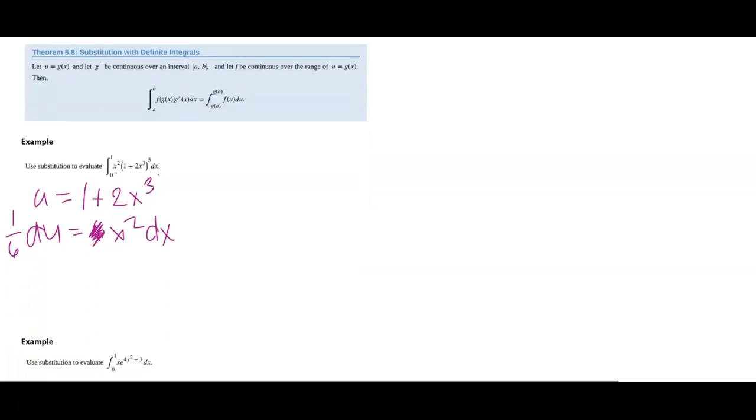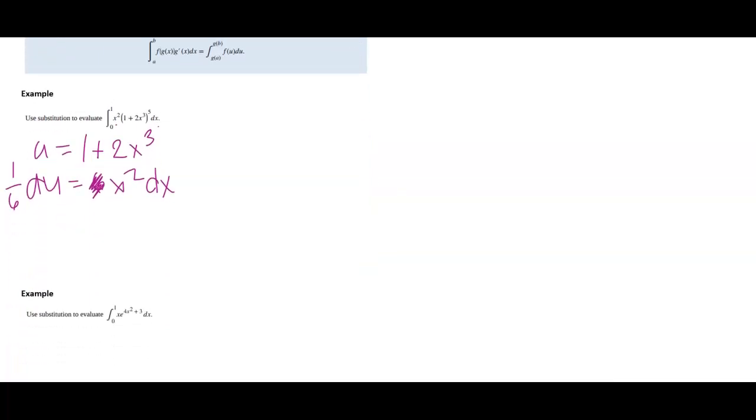Now, the last thing that we need to make sure that we do is also change our bounds, because these are in terms of x based on our integration variable right here. So when x equals 0, I'm plugging into this formula right here, u must be 1. And when x equals 1, and I plug that in, u must be 3.